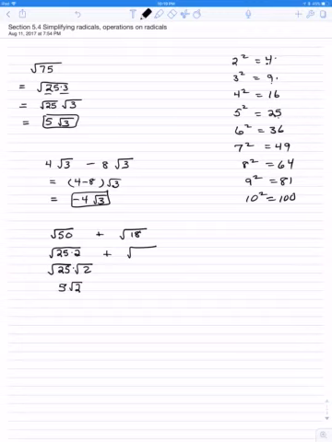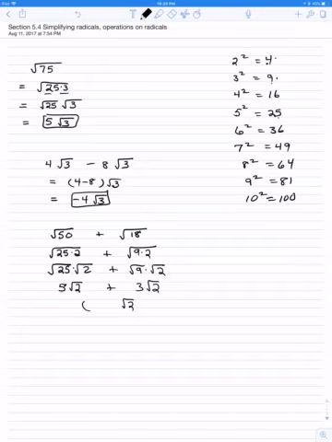Now 18, if I look at the perfect square factors, I'm looking to see which of these perfect squares divide evenly into 18. Well, 9 does. 9 goes in twice. So I'll break it down into separate square root factors. The square root of 9 is 3. So I'll keep the square root of 2, and I'll add the 5 plus 3. So I'm left with 8 square root of 2.